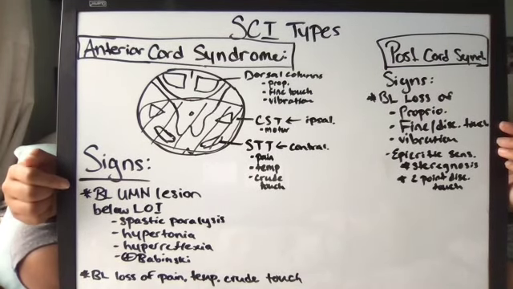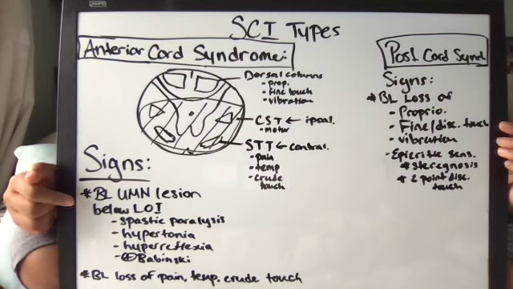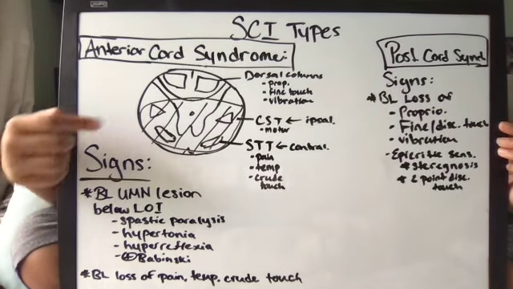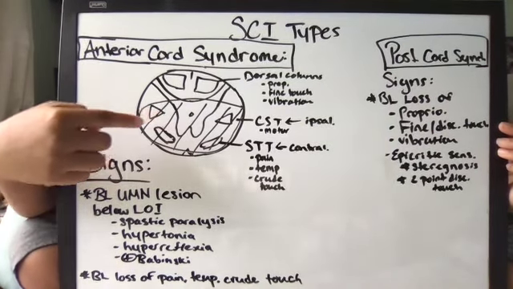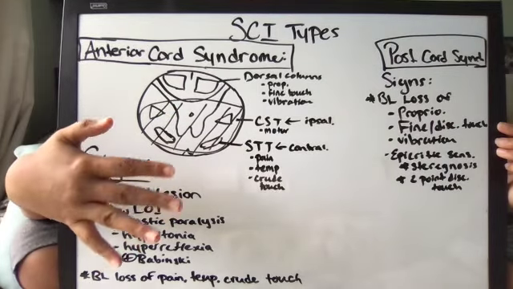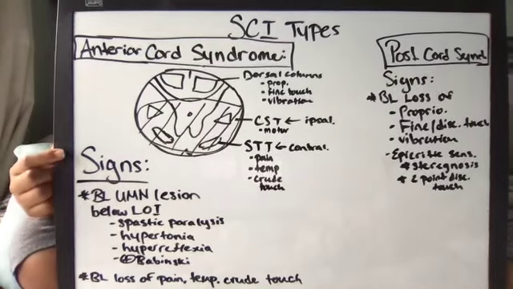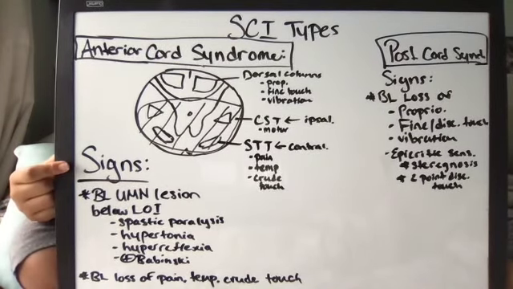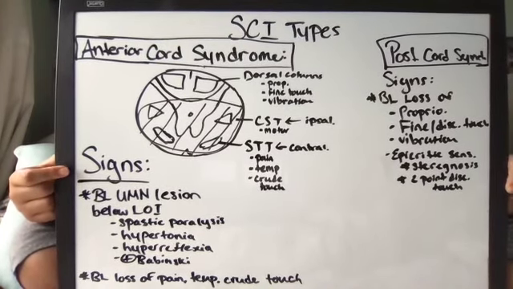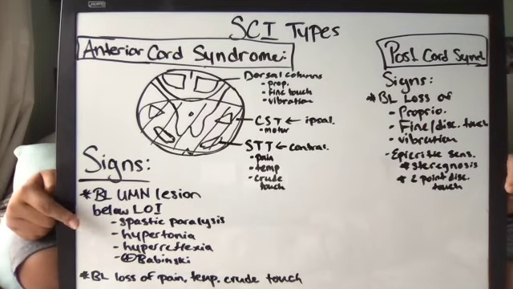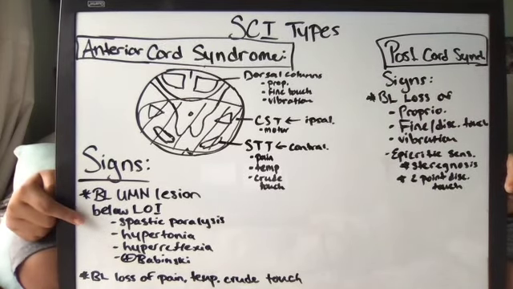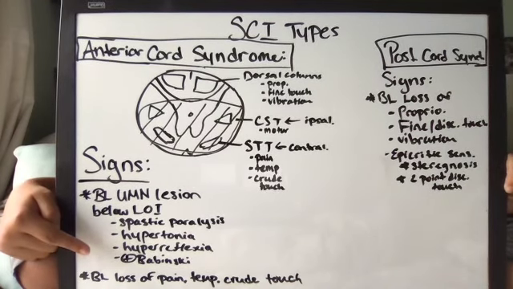Bilateral upper motor neuron lesion below the level of injury. Okay, these lateral corticospinal tracts are affected. Corticospinal is responsible for motor, specifically upper motor. When upper motor neurons are affected, it's going to present with spastic paralysis, hypertonia, hyperreflexia, and a positive Babinski sign.